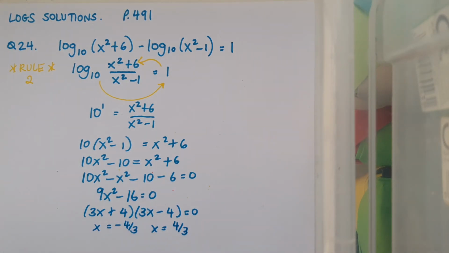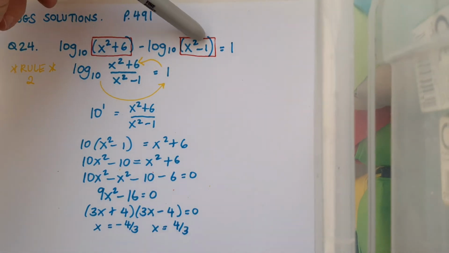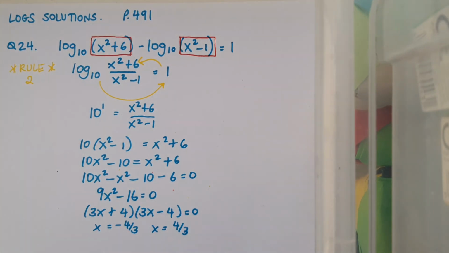And now the only thing that I have to watch out for is that I cannot have a negative in either of these positions in my original statement. So my x squared plus 6 has to be positive, and my x squared minus 1 has to be positive. I can check that they work for both of my solutions by subbing them back in and just doing a quick calculation on my calculator.